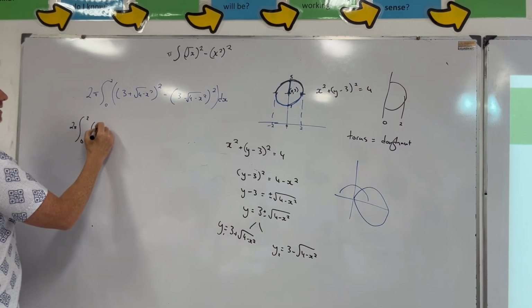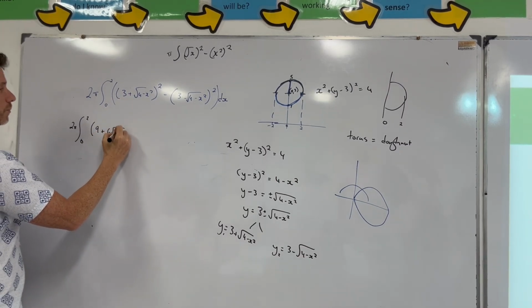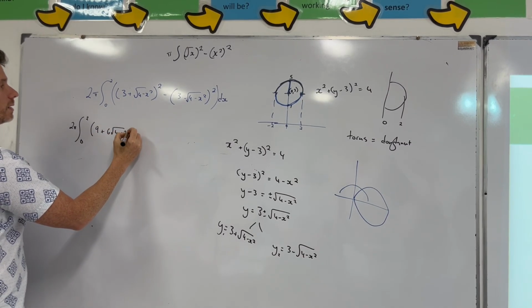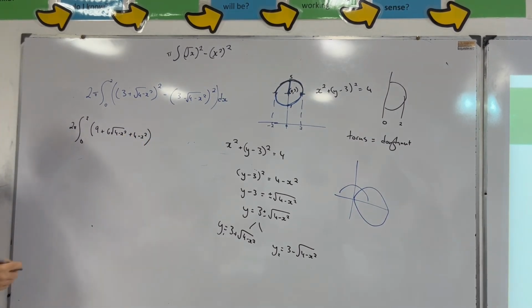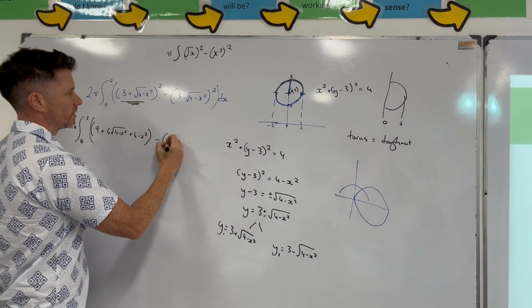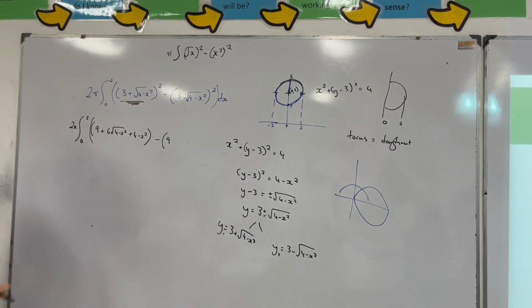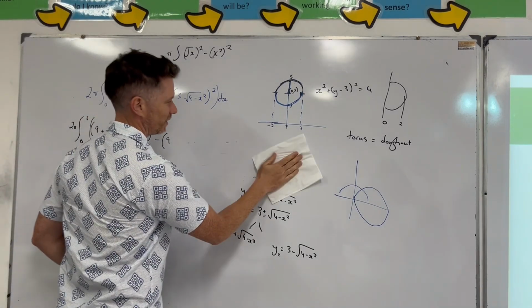And the first is 9 plus 6 root 4 minus x squared plus 4 minus x squared. Do we see that? That's this multiplied by itself, FOIL method or whatever method you use. And from that, I'm going to subtract. First, outer, inner, last.